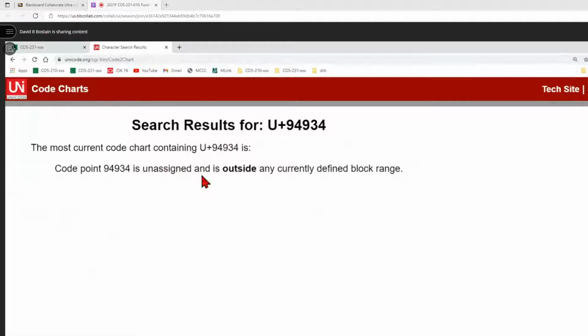Nope. It's legal, but there are no characters currently defined in that range, which is okay. So that's fine. If you were going to do that, this is the answer you'd put down right here.